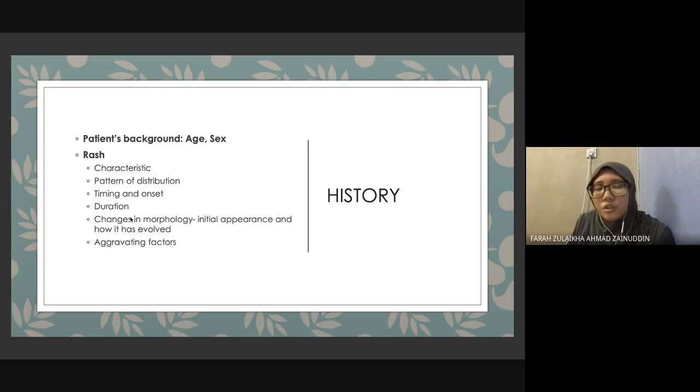So how do we approach a child that comes in with rash? By history, physical examination, and investigation. From the history, what we should know from the patient is their background, their age as well as their sex. So it is important for us to know the immune status of the patient. And next is the rash. We can further divide it into characteristic, pattern of distribution, timing and onset, duration, changes in morphology, initial appearance and how it has evolved, and aggravating factors. I'll go through one by one.